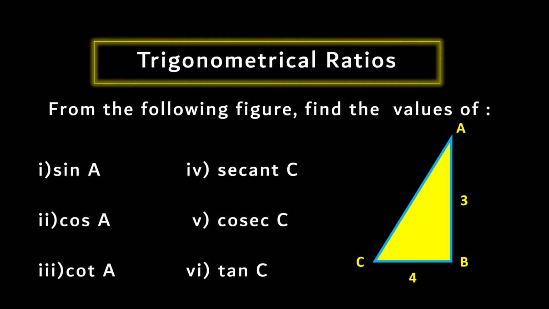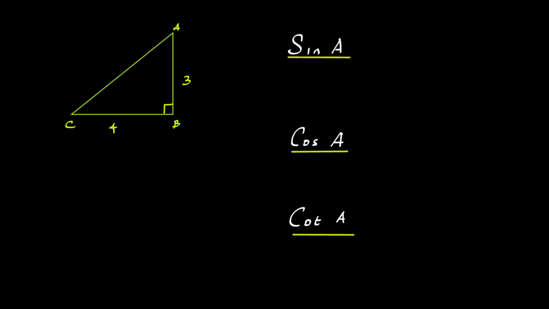Let's get started. As per the figure, the two sides of the triangle are given. We need to calculate the third side, which is the hypotenuse. So using Pythagoras theorem, we are going to calculate AC. So AC squared is equal to AB squared plus BC squared. As per the theorem, hypotenuse squared is equal to sum of squares of other two sides.